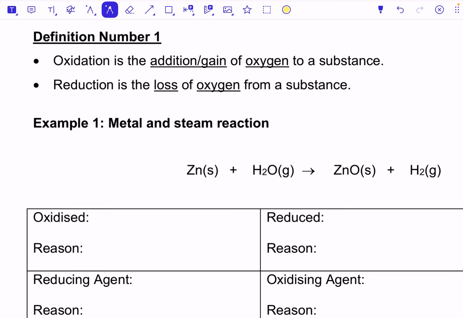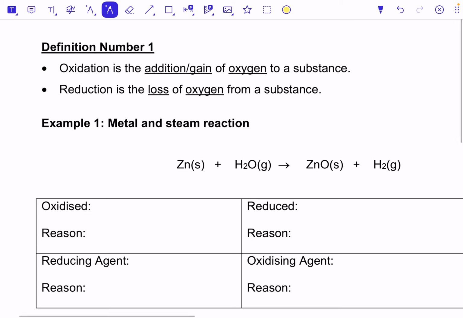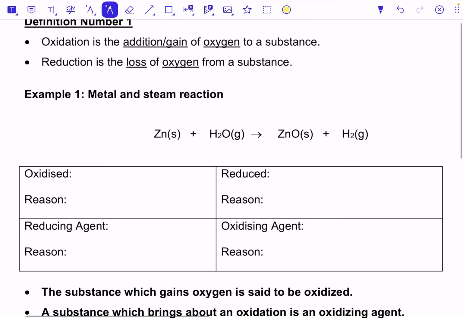Do you realize I didn't ask you to copy anything? There's nothing to copy on top. You just need to know your shoe, plus minus. Then we have an example 1. How are we going to solve this question, to check whether it's an oxidation and reduction or redox reaction over here? Very simple, follow my steps.